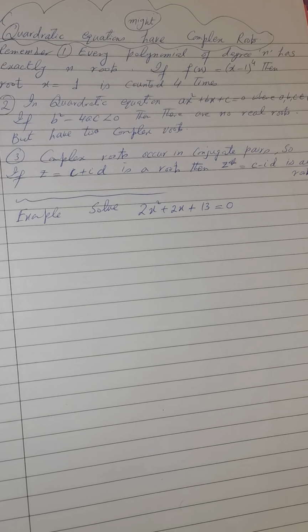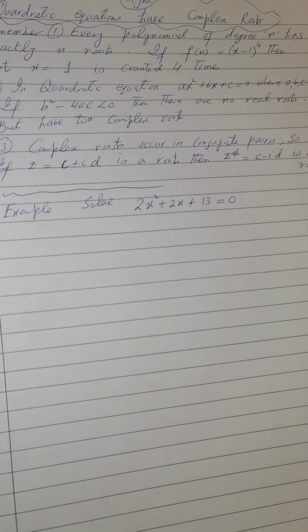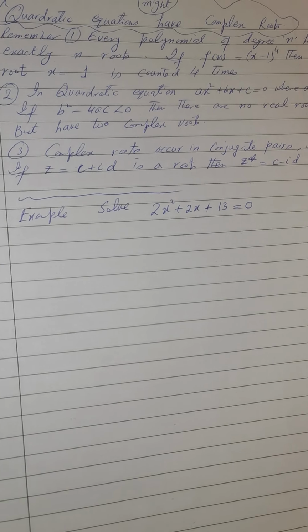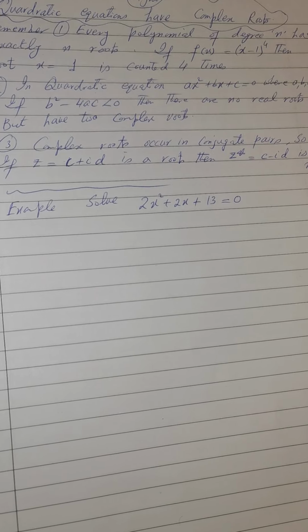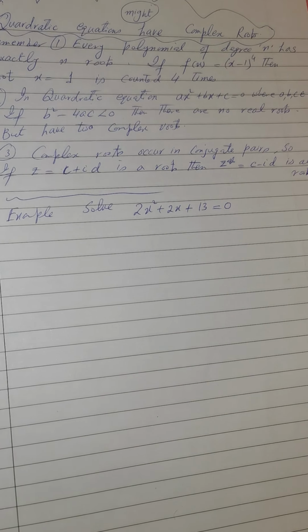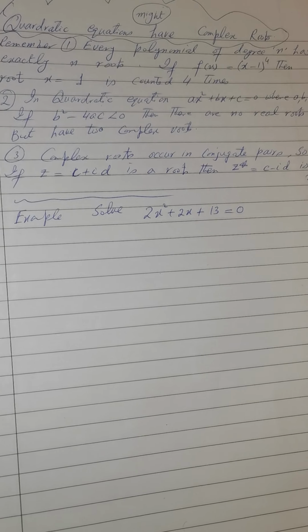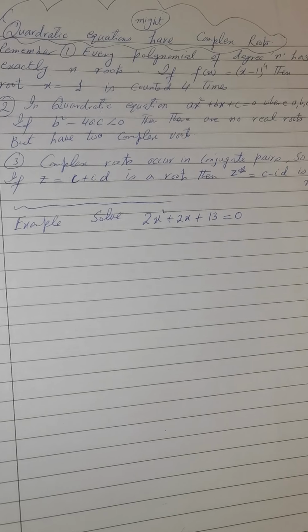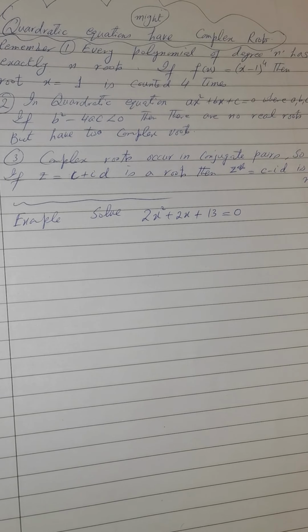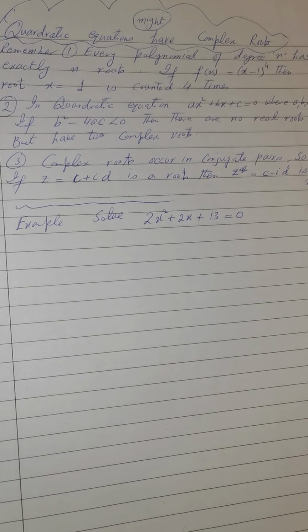The second point is that in a quadratic equation, for example ax squared plus bx plus c is equal to 0, if we find the value of b squared minus 4ac and its answer is less than 0, then there are no real roots, but we have two complex roots, right? We will do it by solving an example, so it will be clear for you.